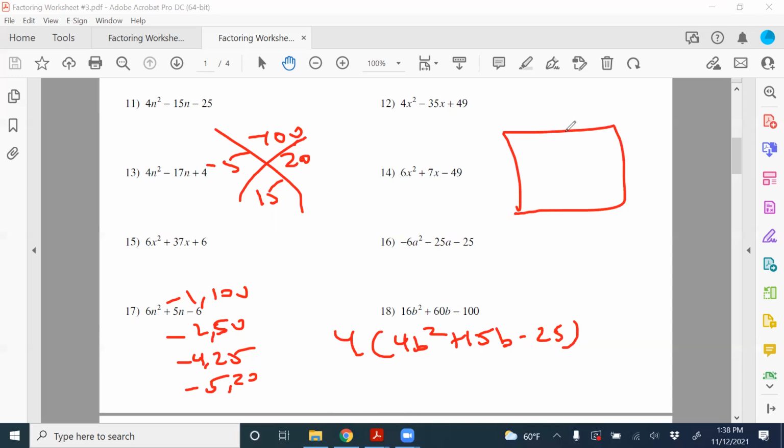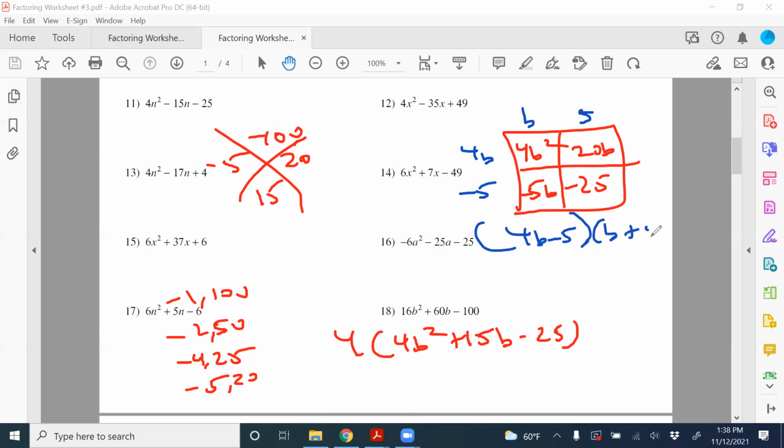Make a box. Put the first term in the top left corner. Remember, it's going to be 4b squared because we already pulled the 4 out. Negative 25 is my last one, goes in the bottom right corner. Then I put negative 5b and 20b. What can I pull out? I can pull out 4b from the first row and a negative 5 from the second row. Pull out b from the first column and a 5 from the second column. 4b minus 5 and b plus 5. Bingo, we got it, and it works itself out. And I can put 4 on the outside. All is good.